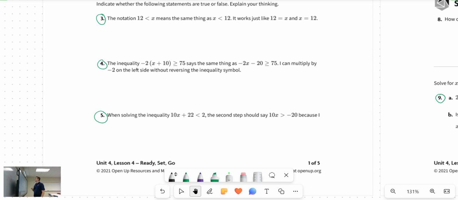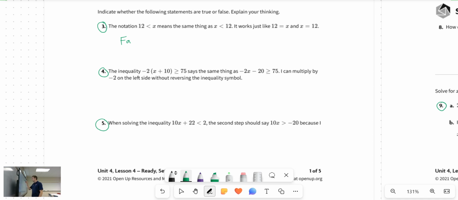Indicate whether the following statements are true or false and explain your thinking. The notation 12 is less than x means the same thing as x is less than 12. It works just like 12 equals x and x equals 12. Ooh, well, not quite. It is false.